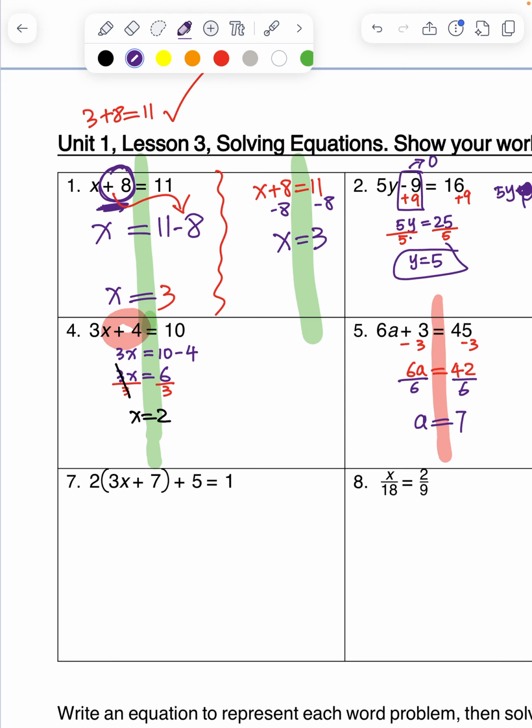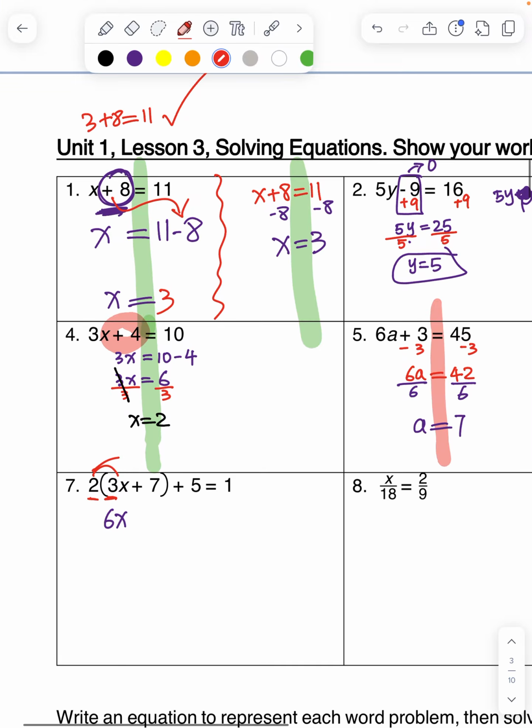We have parentheses, so we need to do the distributive property. We need to get rid of the parentheses. So 2 times 3x. We use the number times the number and then leave the x alone. So 2 times 3, that's 6, so 6x. And then 2 times 7, positive, right? So positive 14 plus 5 equal to 1.